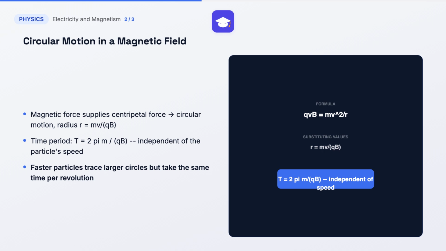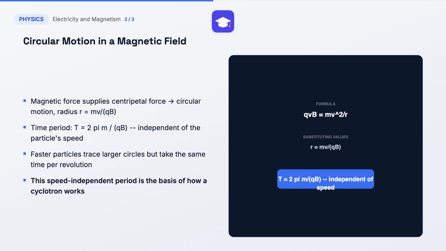circular path's radius. The time period for one revolution equals 2 pi m over qB, which is independent of the particle's speed. Fast particles make proportionally larger circles, but take exactly the same time to complete one full revolution. This fact is exactly what makes a cyclotron particle accelerator work.